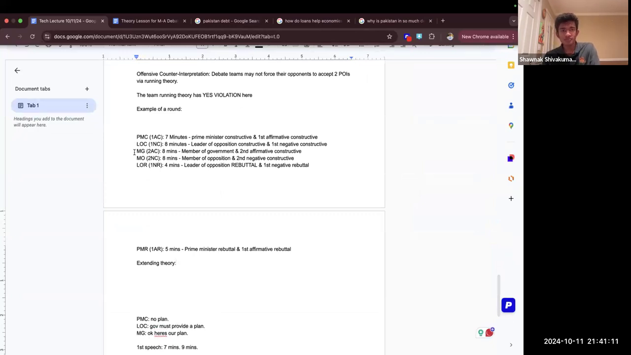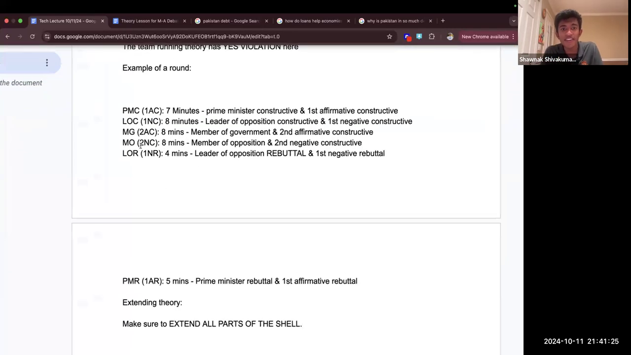So if the opponents don't respond to anything, make sure to extend all parts of the shell. So important. Because teams don't extend. They don't say carry, continue this argument. If you don't say that explicitly, the judges will just drop that argument. If you don't say extend, the judges will just drop it. So make sure you extend all the parts, not just the interpretation: the violation, the standards, the voters, the underview. Extend all of it.